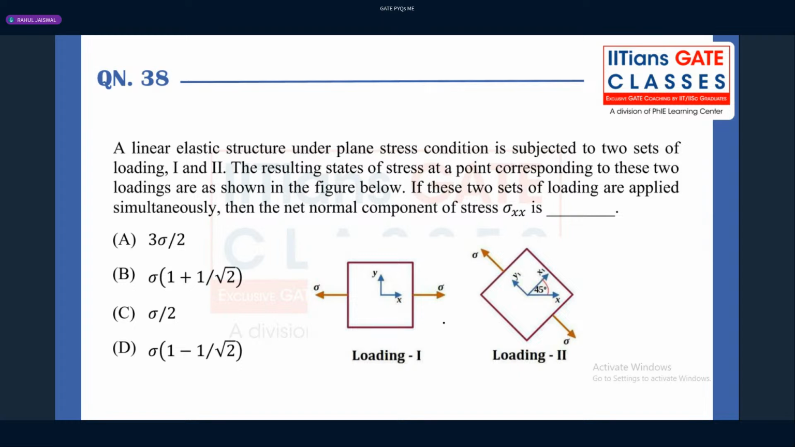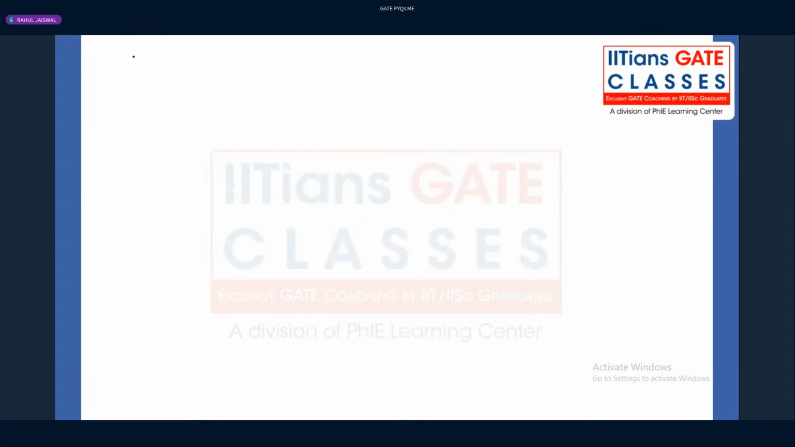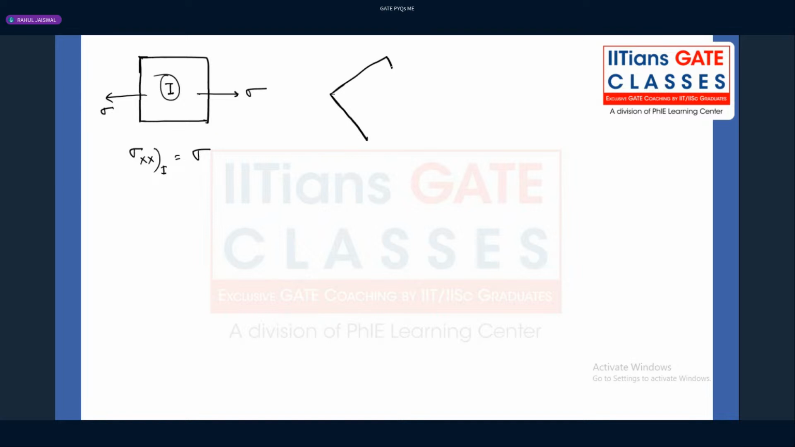Right. So I'm just drawing the component A. For this one, what is the loading? The loading is given as sigma. So obviously for this one, sigma xx will be plus sigma. But what about the second scenario? In the second scenario, they have tilted this element by an angle of 45 degree.